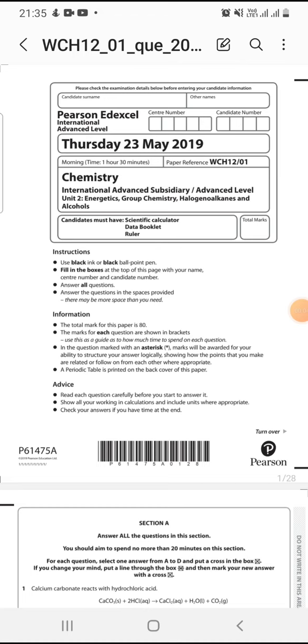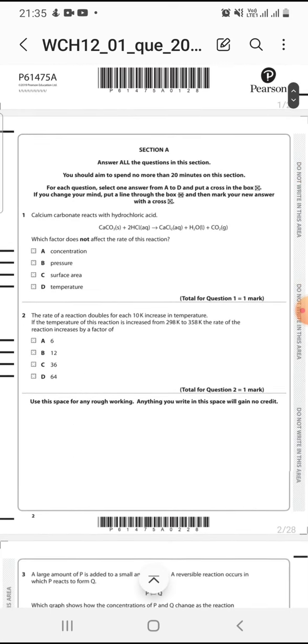Today I'm going to discuss with you the 2019 May paper. This is the Unit 2 paper. So first of all, I'll discuss with you all the MCQs. Right. We'll go to the first MCQ.